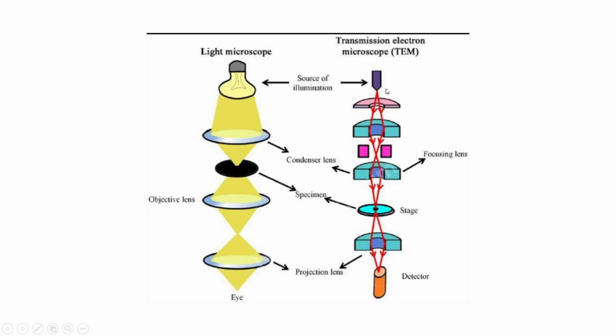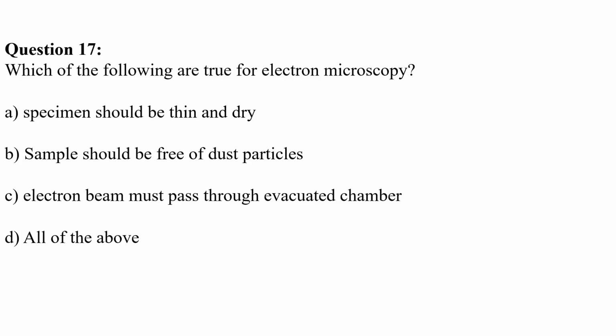Okay, so whatever number of electrons are released from this gun will not reach the sample. Some of the electrons will get diffracted in the way, and we will get a lot of noise because of the diffraction. That's why the sample has to be thin, dry, and free of dust particles, because dust particles will cause interference in the imaging.